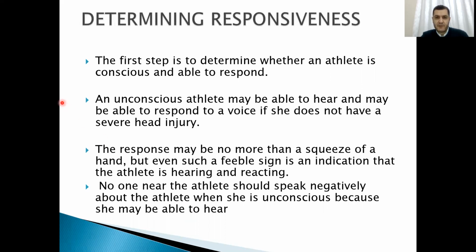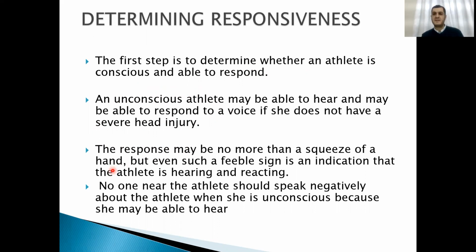After you reach the player, you have to determine, as we said, the responsiveness. The first step is to determine whether an athlete is conscious and able to respond. An unconscious athlete may be able to hear and may be able to respond to a voice if she does not have a severe head injury. The response may be no more than a squeeze of the hand, but even such a feeble sign is an indication that the athlete is hearing and reacting.